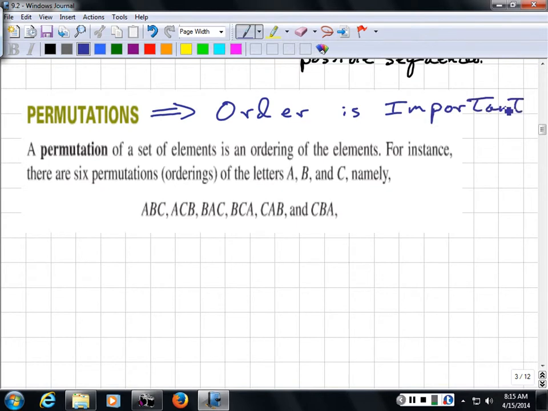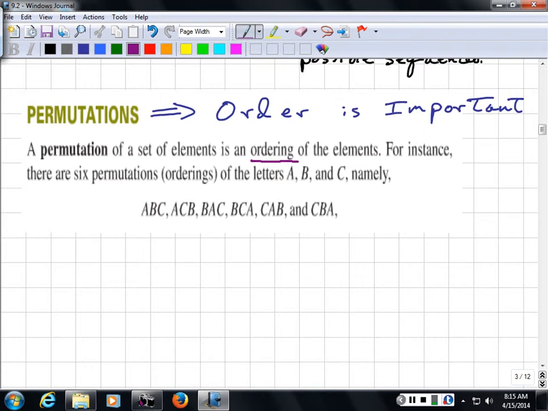That's what we're going to do. We're going to talk about permutations where order is important. In other words, what we're talking about is arranging things in specific order so that if I have three things and I arrange them one way and then rearrange them another way, they are different. Okay? A permutation is a set of elements and it's an ordering of the elements. For instance, there are 6 permutations of the letters A, B, and C, namely ABC, ACB, BAC, BCA, CAB, and CBA. Those are 6 different unique orderings. Okay? So that's what we're going to do when we talk about permutations.